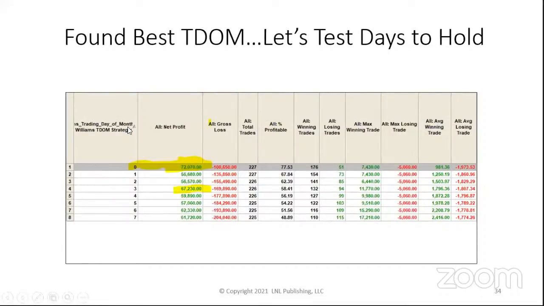This is what I want to know. I want to test days to hold that first trading day of the month that we look at. So I can test getting out at zero, the first profitable opening, or hold it for 3, 4, 5, 6, 7 days. Oh, I make a lot of money on that first profitable opening with 77% accuracy. Hold for 3 days, I do pretty good, $67,000.